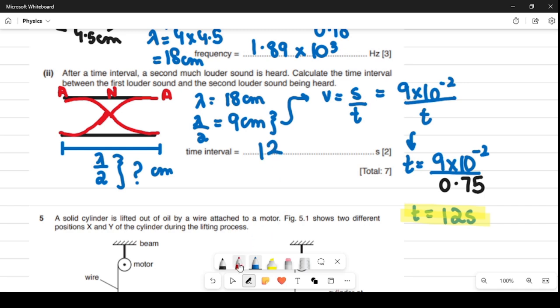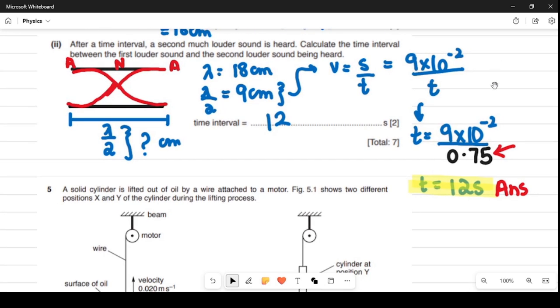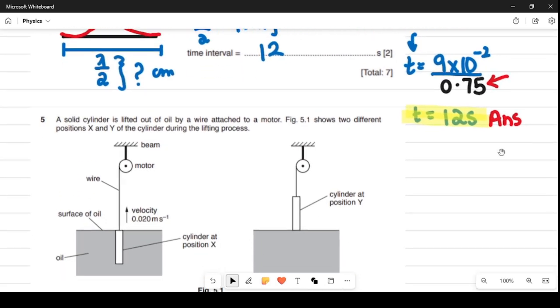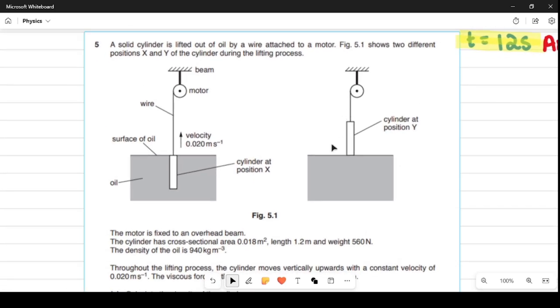Right. Remember, you have to take the speed at which we are moving the piston, not the speed of sound over here. Because it is the speed at which we move the piston that we reach another antinode and we hear the second louder sound. That is why we have to consider the speed at which we move the piston, because it is basically the factor that is determining when we'll be hearing the second loud sound. So this is your question number 4. Let's move on to question number 5.